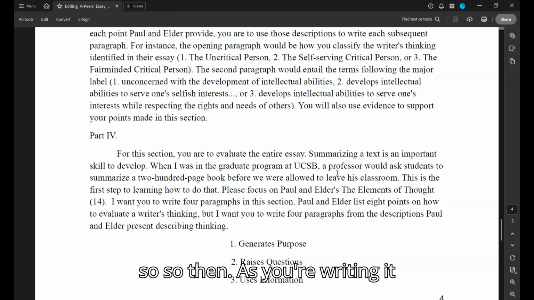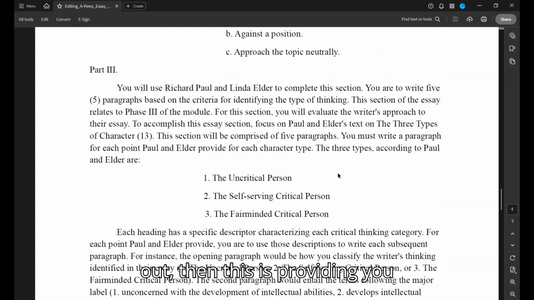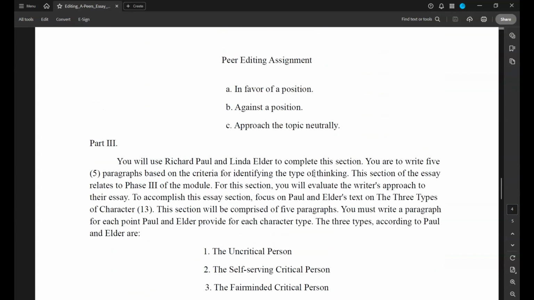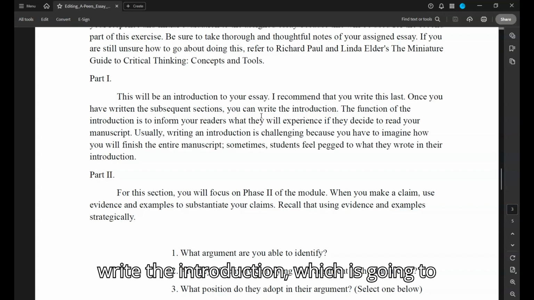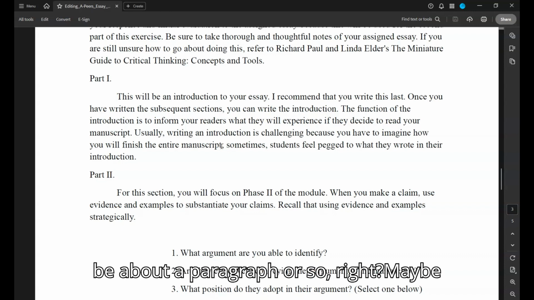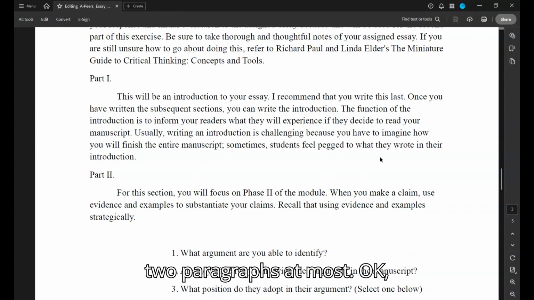As you're writing it out, this provides you with the information needed to eventually write the introduction, which is going to be about a paragraph or so, maybe two paragraphs at most.